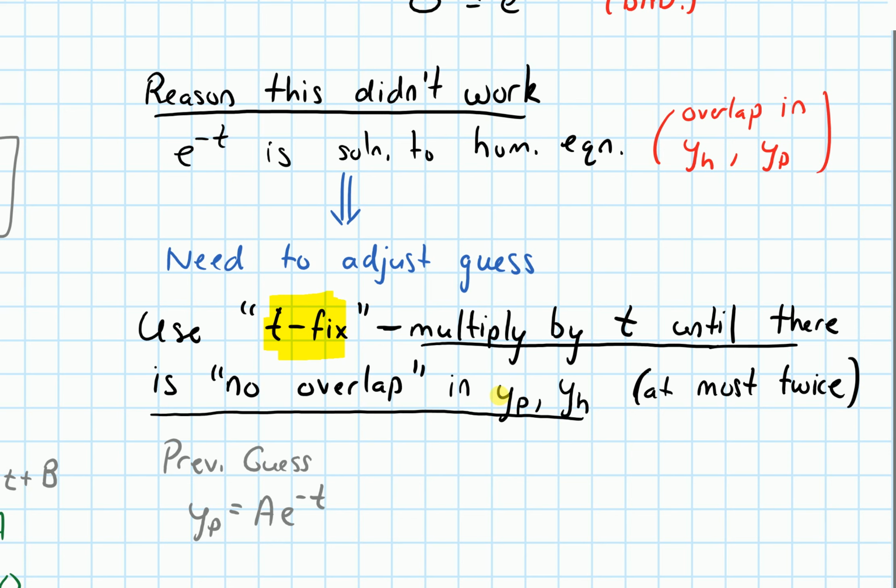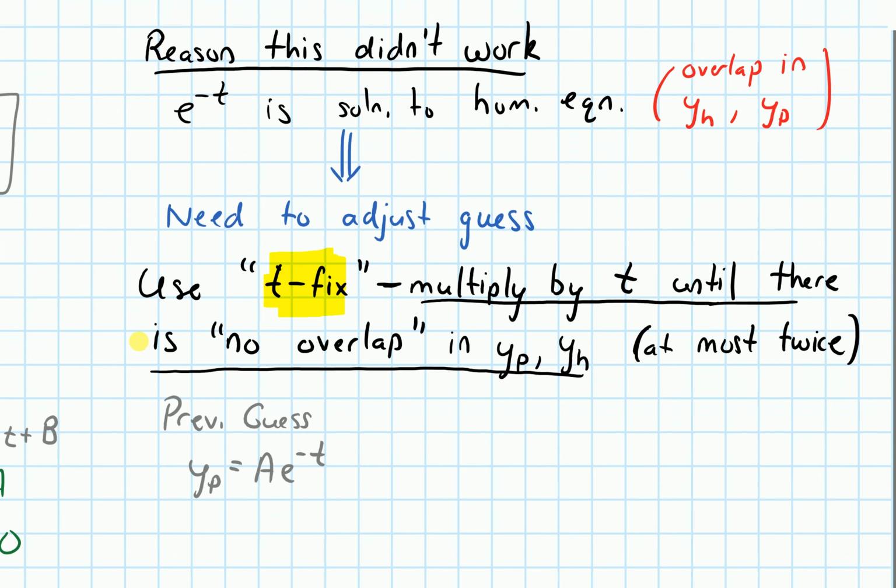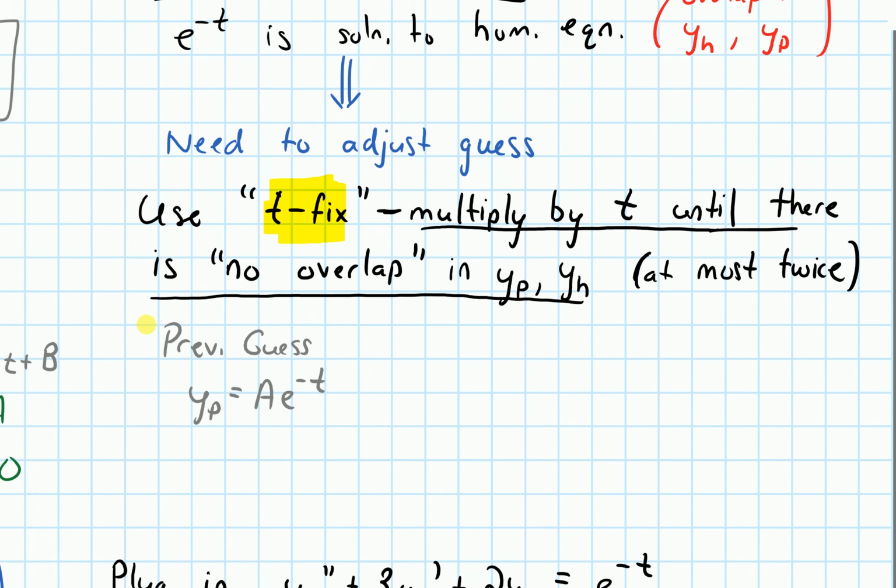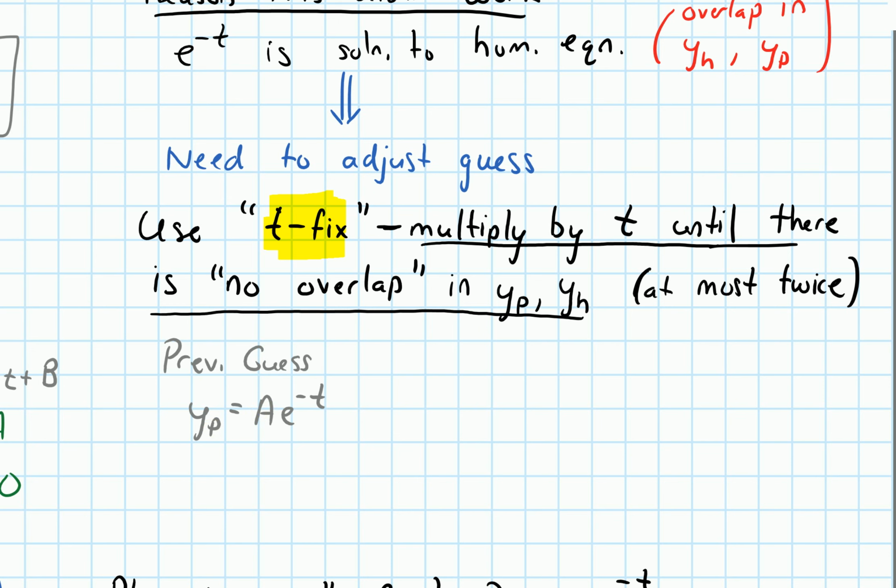There's no overlap, and that's what we were seeing in the last video. We didn't run into a problem like this. But here we are encountering this overlap, so we need to do this t fix. So let's do that. Our previous guess was a times e to the negative t. Let's do this t fix.